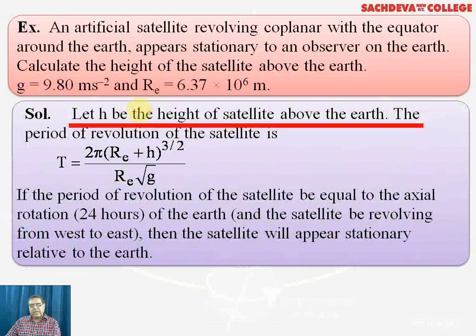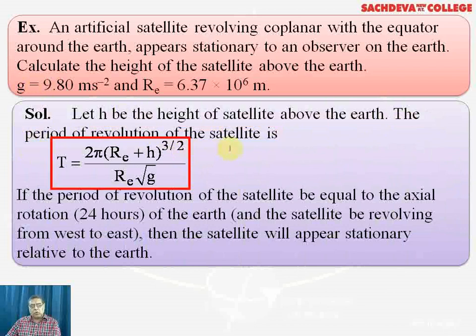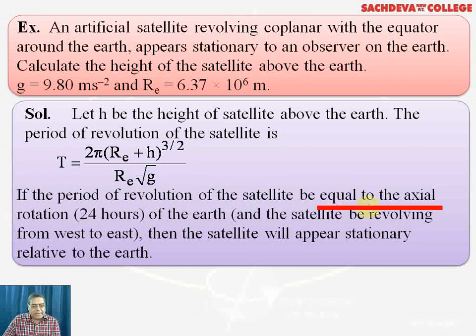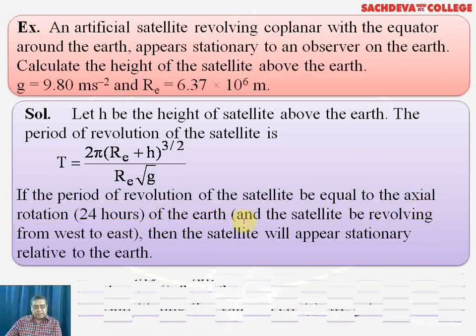Let h be the height of the satellite above the Earth. The period of revolution is 2 pi r over v. So we put the value, that is 2 pi into (Re plus h) to the power 3 by 2 divided by Re multiplied by root g. If the period of revolution of the satellite is equal to the actual rotation period of 24 hours of the Earth, that is, the satellite is revolving from west to east, then the satellite will appear stationary relative to Earth.